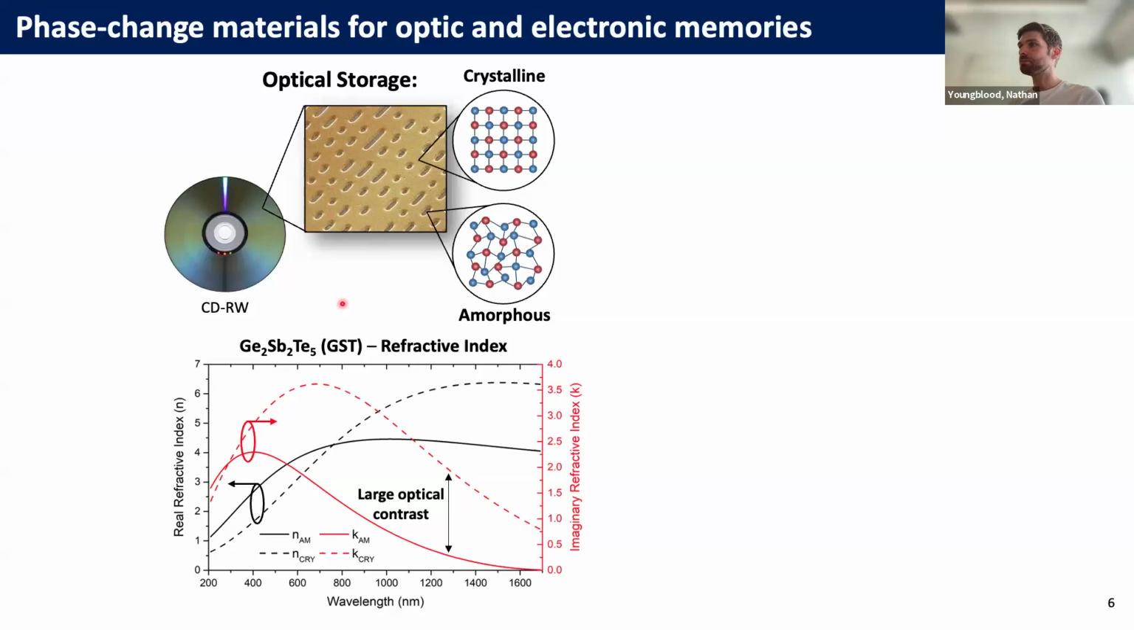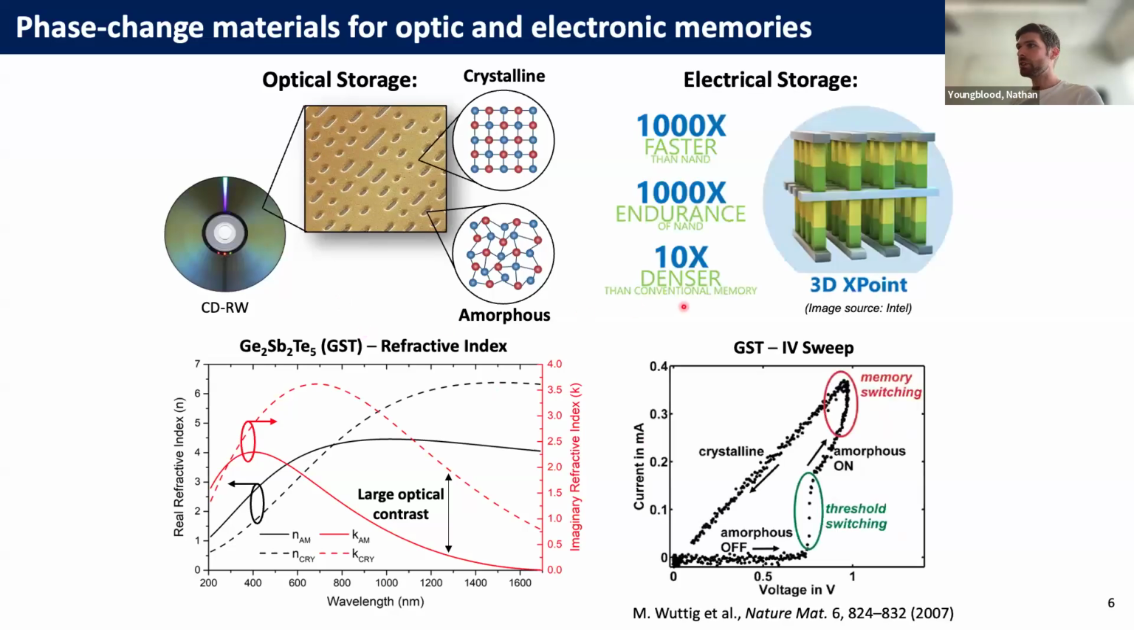They're also used in electrical crossbar arrays in 3D X-point or cross-point memory, because in the amorphous state, it's basically an insulator. In the crystalline state, it's a low bandgap semiconductor. So you have strong conductance contrast between the crystalline and amorphous state. So this material has been industrially vetted, turned into products, and so it's a promising material to be using for this application as well.